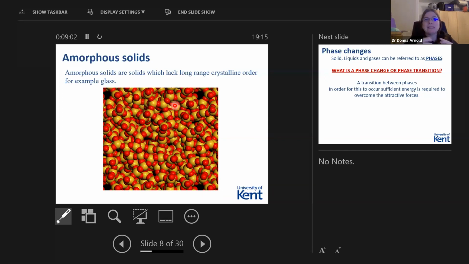So what this means is they lack long range order. They have pockets of short range order, but they don't have the long range order. And this is something like glass. Glass has no crystalline structure. And crystalline structure will become important as we go through the rest of the year and through into next year, indeed.